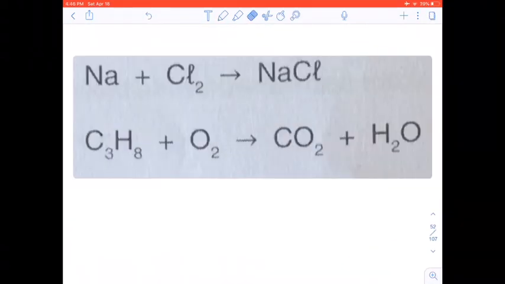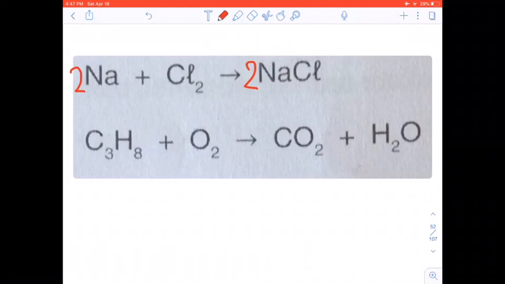If we look at Na plus Cl2, that gives us NaCl. This is a fairly easy one. We've got 2 chlorines on the left and 1 on the right, so we balance that. We got 2 and 2. So 2 Na on the left, 2 Na on the right, 2 chlorines on the right, and 2 chlorines on the left. Now let's look at this reaction here.